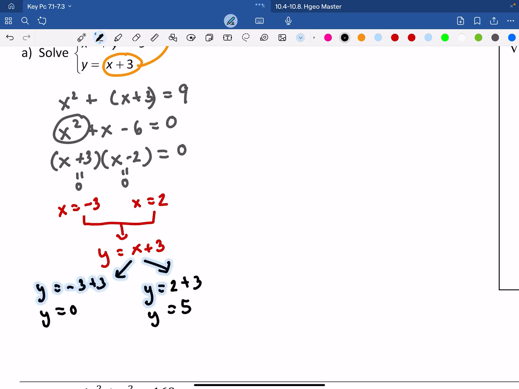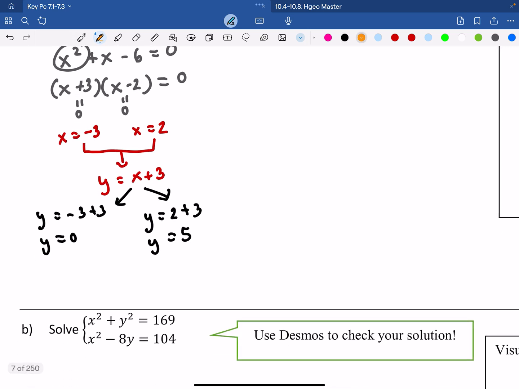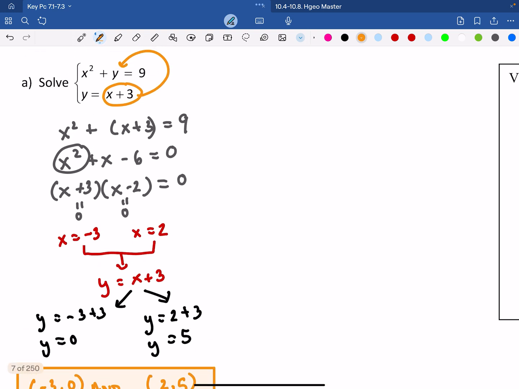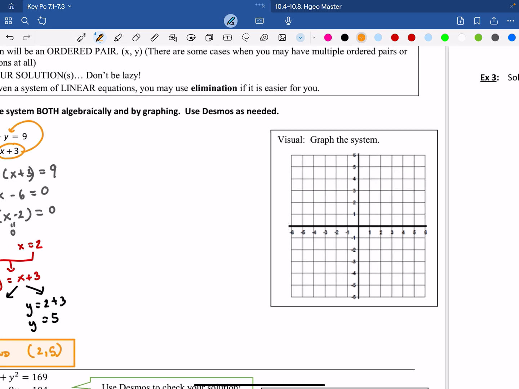All right, so at this point, what we have is two solutions. We can put this all together. When x was -3, y is 0, and when x was 2, y is equal to 5. So algebraically, this is the intersection of our parabola and our line. So let's go ahead and confirm this. Let's go ahead and graph them.